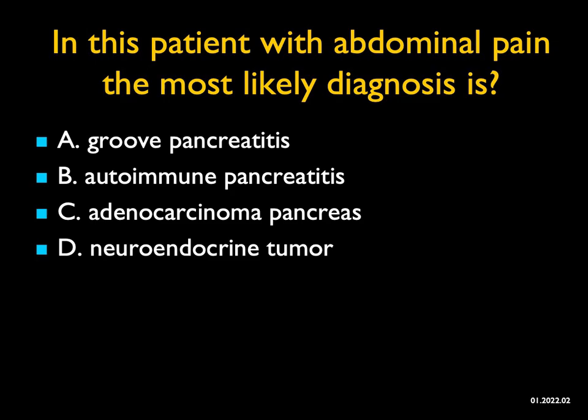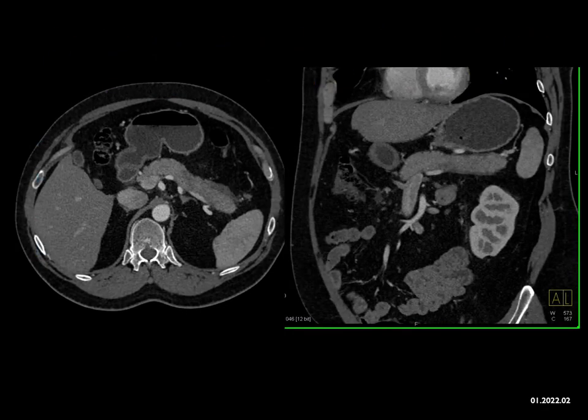In this patient with abdominal pain, the most likely diagnosis is, I'm looking at the pancreas, and what I see is several things. One is there appears to be low density in the body and tail of the pancreas, and if I look really carefully, particularly on the coronal view, I would wonder, could there be a mass in the body of the pancreas? And maybe I'm dealing with pancreatic adenocarcinoma.